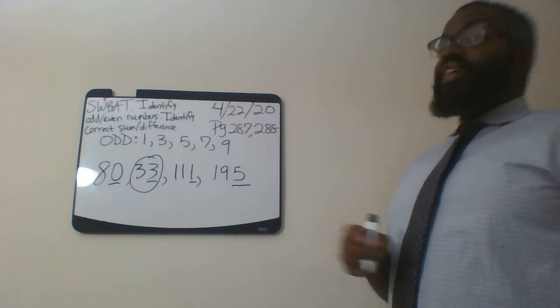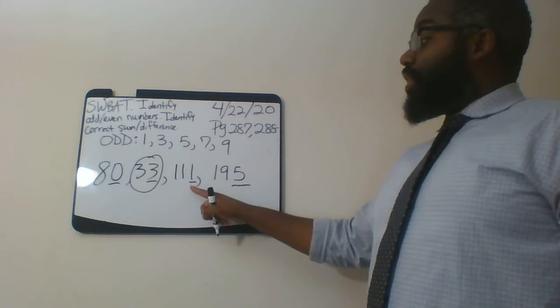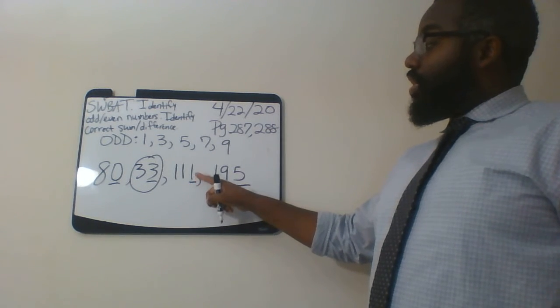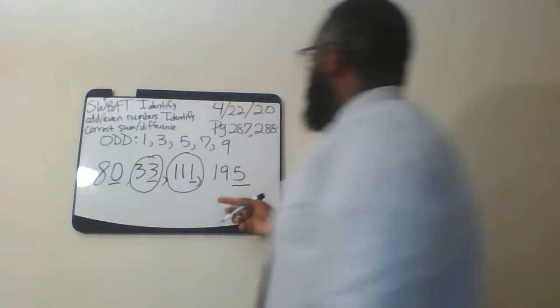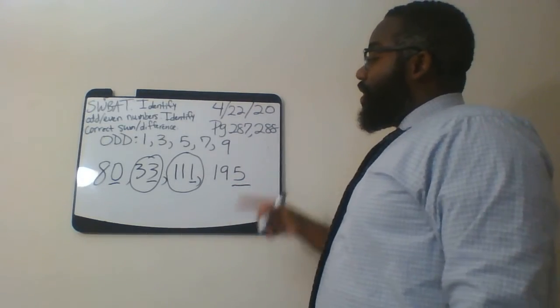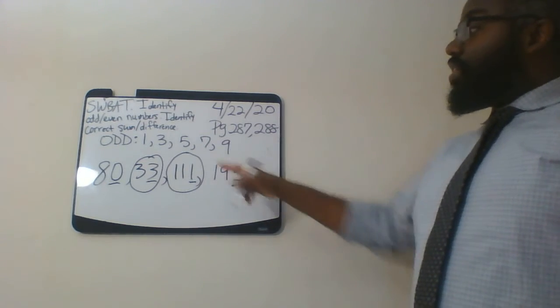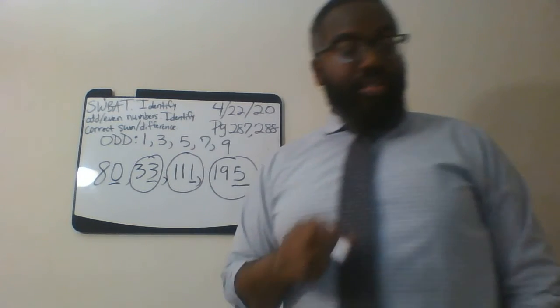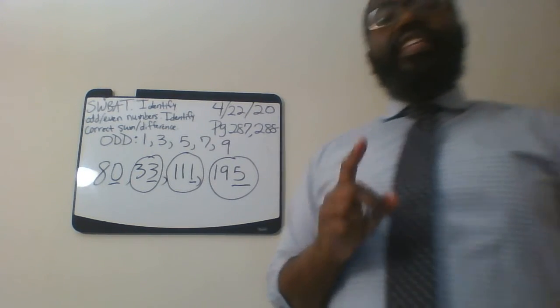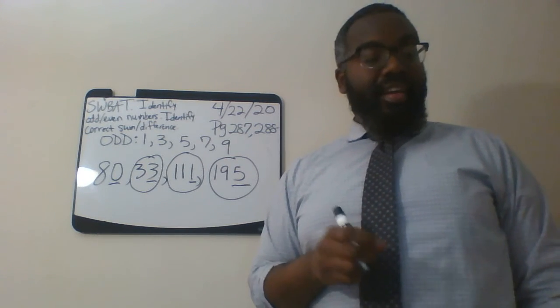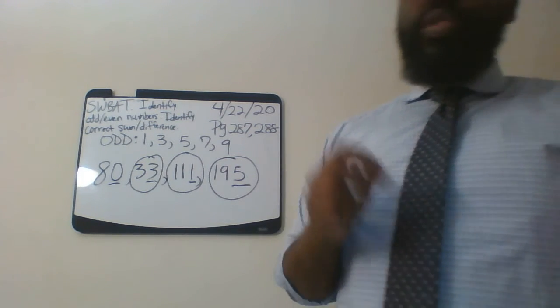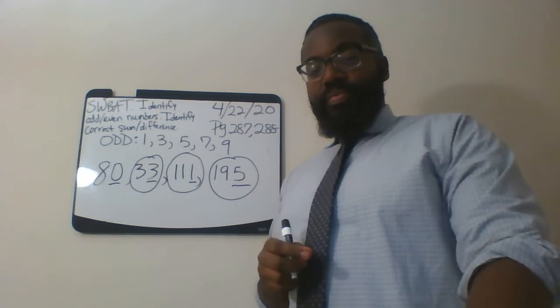Next, we have 111. Remember, you still look at the number in the ones place. See, 1 is right here. So I'm going to circle that one as well. And lastly, we have 195. And remember, 5 is in the ones place and 5 is an odd number. So I'm going to circle that. So as you look at number one, remember, look at the digit in the ones place to identify whether it's an odd number or not. And if you do have an odd number, you will color that hot air balloon.